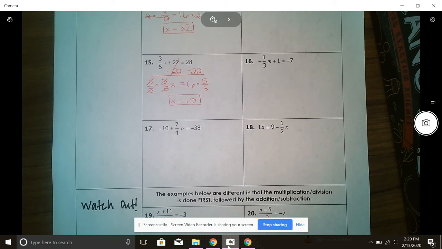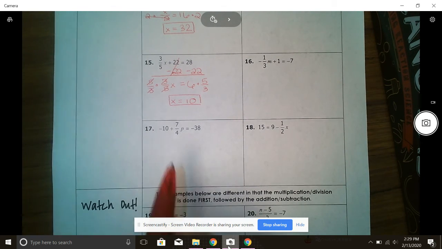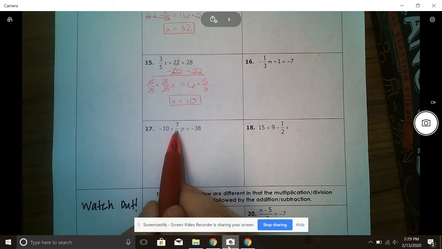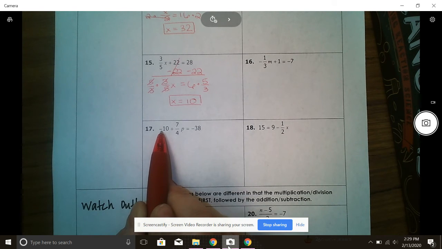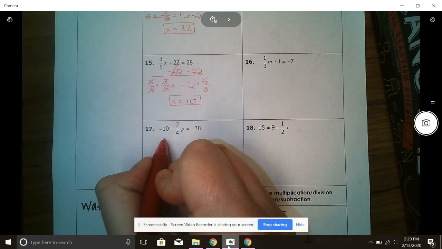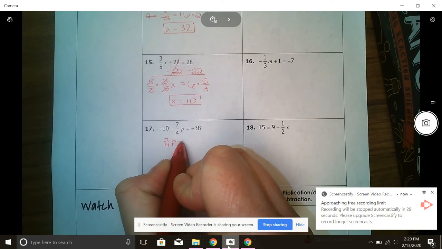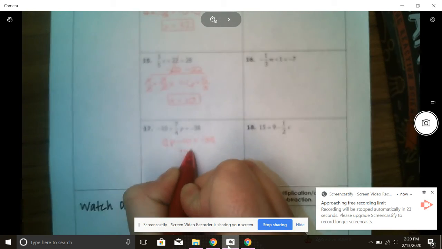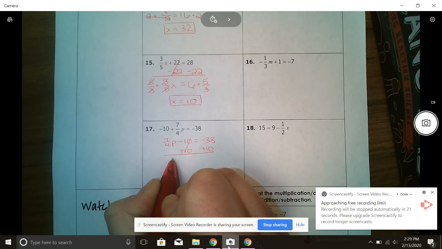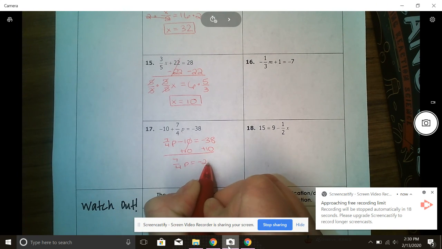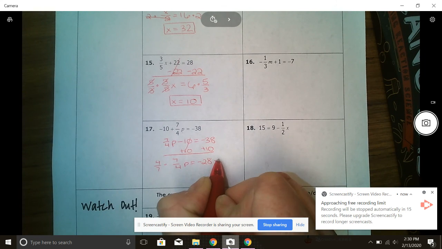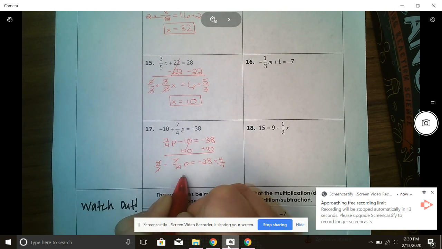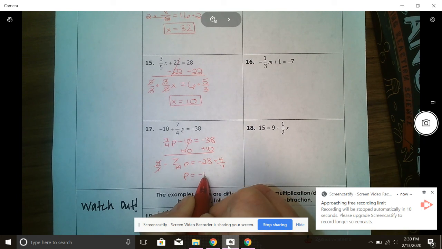Let's try 17 as our last example. Here, it's written backwards. This 7 over 4 is multiplying with p. This negative 10 could be thought of as a subtract 10 because it's separated from the p. If you want to rewrite this in an order that's more natural to you, you could. And now you know your two steps. Add 10 to both sides and multiply by the reciprocal. P will be equal to negative 16.